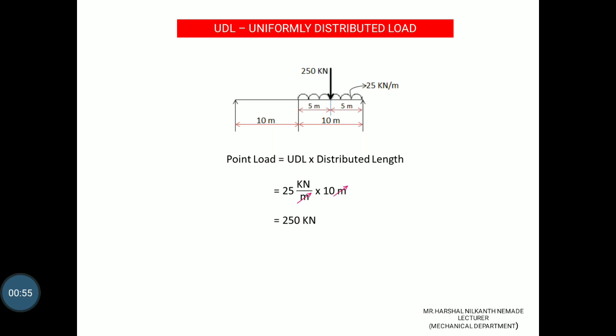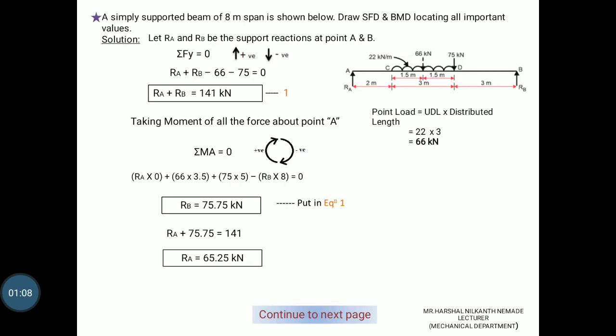Whatever point load I got, I will mark on the diagram. So 10 divided by 2, it will be 5 meter, the middle of that. Okay, 250 kilonewton will act at the middle of the 10 meter. So now you will solve a numerical.